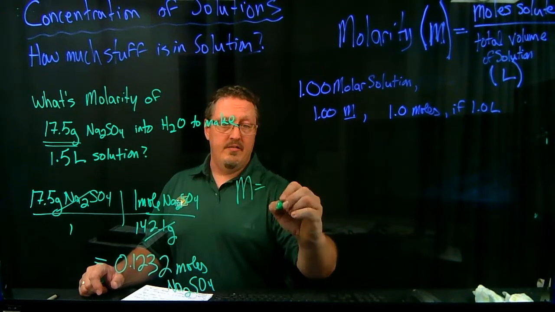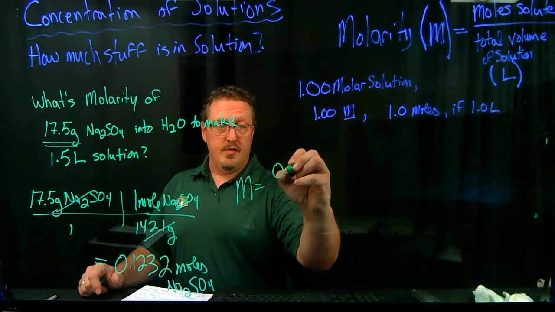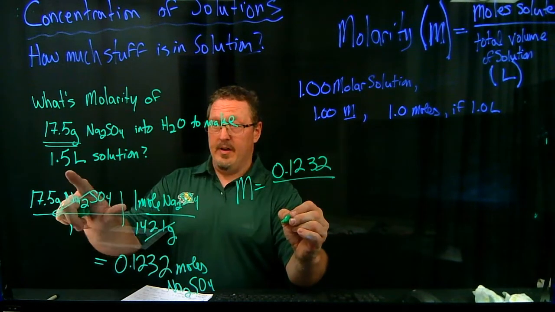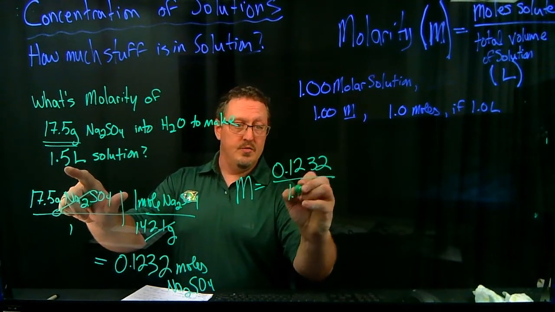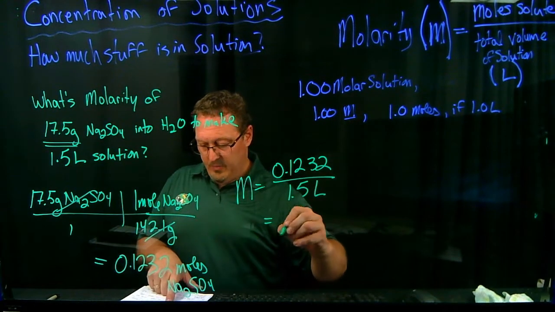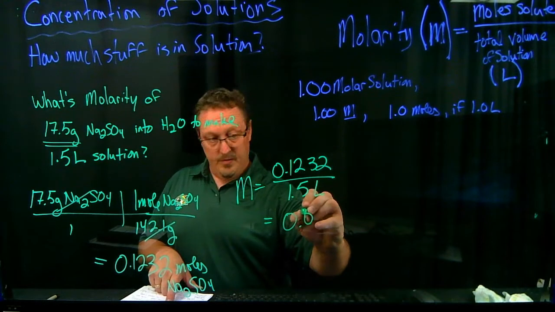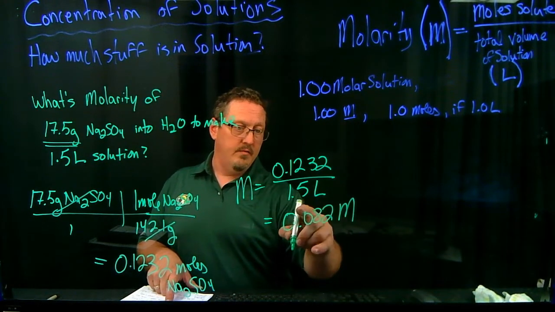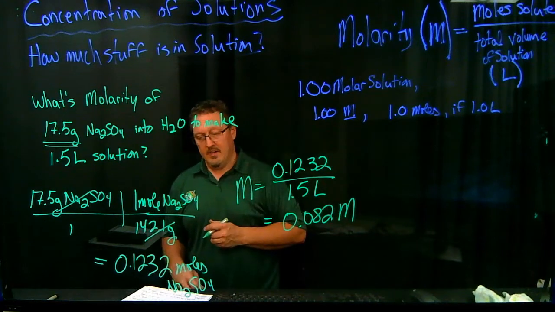The molarity of that solution is going to be that number of moles, 0.1232, divided by the total volume of solution, which is 1.5 liters. We do the math on it, and we end up with 0.082 molar. And that's how molarity is calculated.